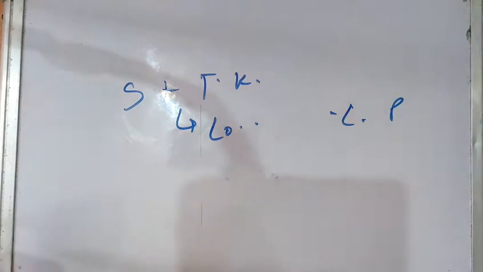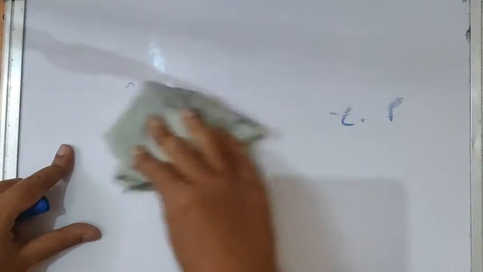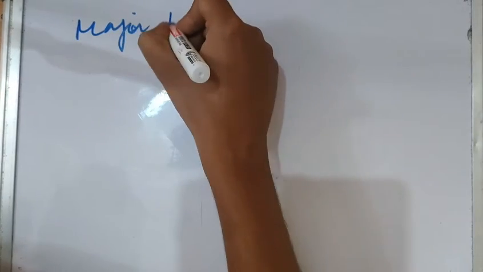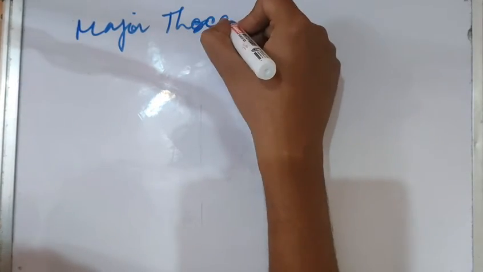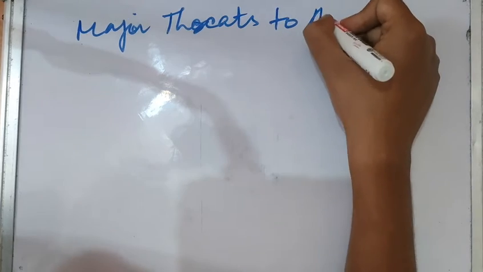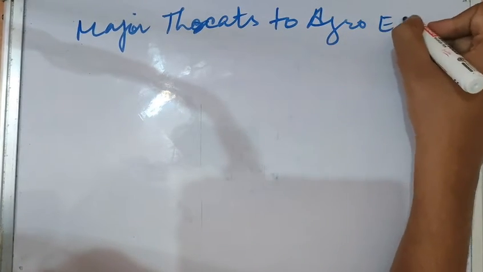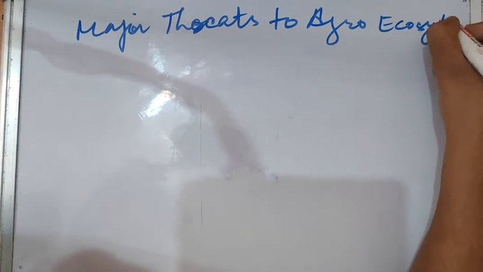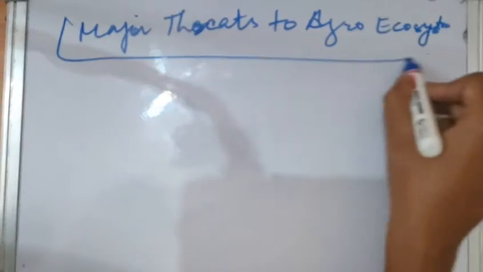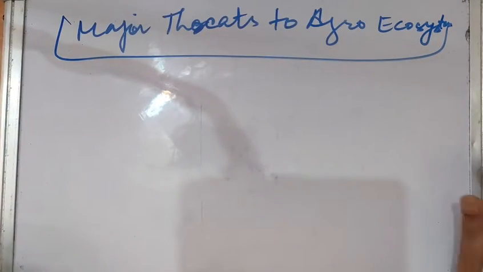So this is what agroecology overall is. Moving on, what are the major threats? Next topic, major threats to agroecosystem. This question has been asked previously also. What are the major threats to agroecosystem?